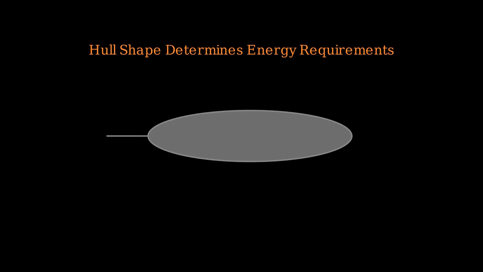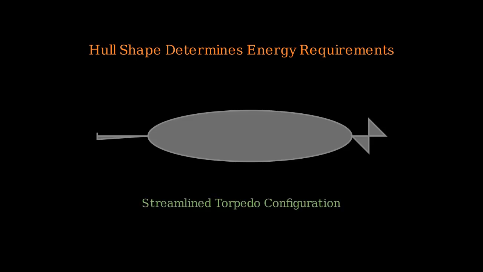A streamlined torpedo configuration with a length-to-diameter ratio of 7:1 provides the optimal balance. This means if our AUV has a diameter of 20 centimeters, the ideal length would be 1.4 meters.